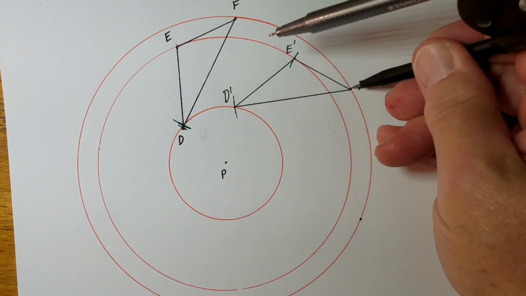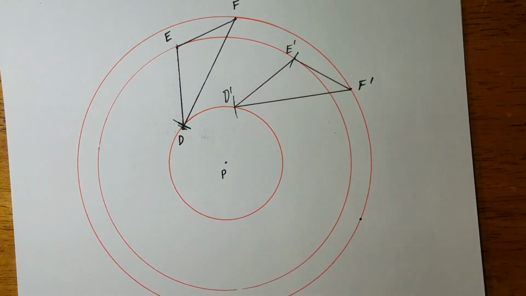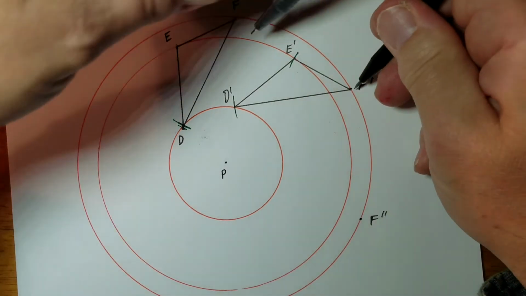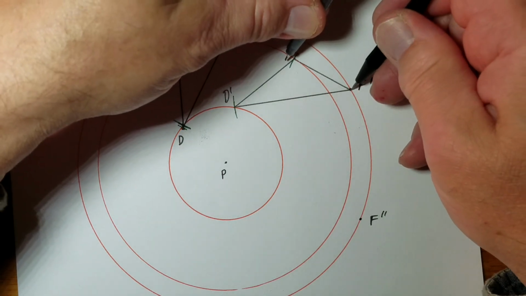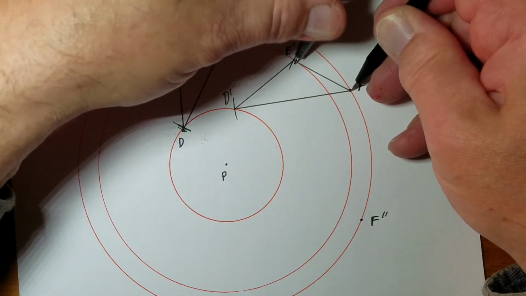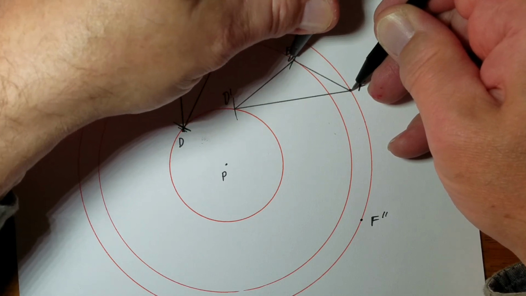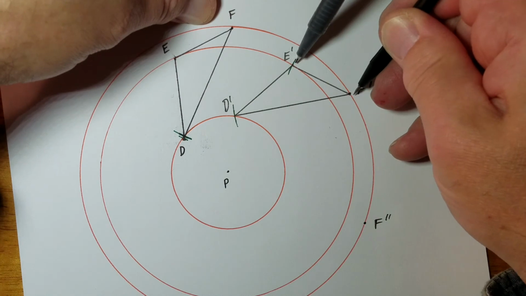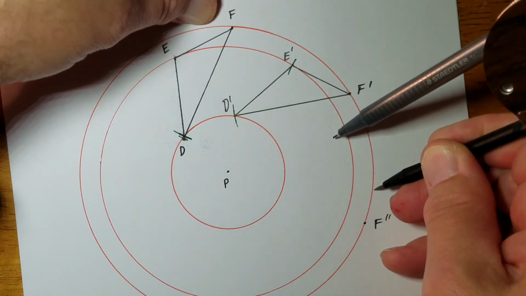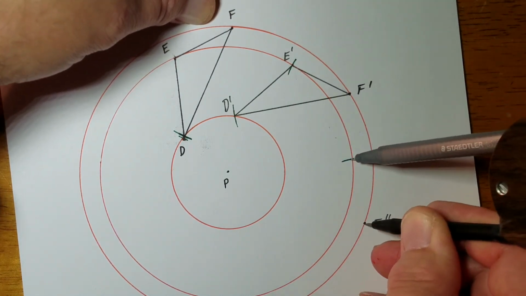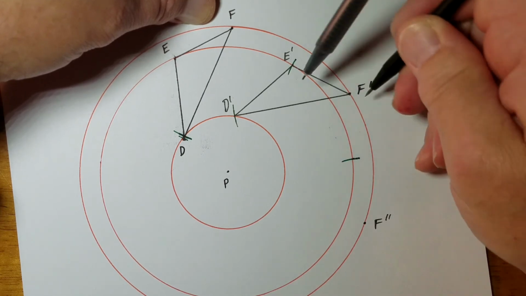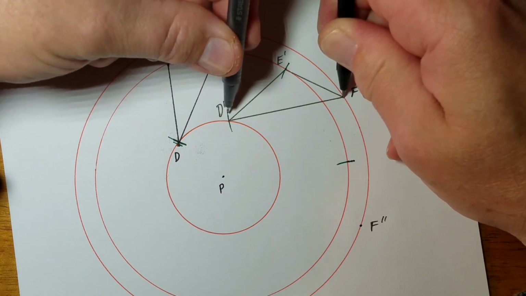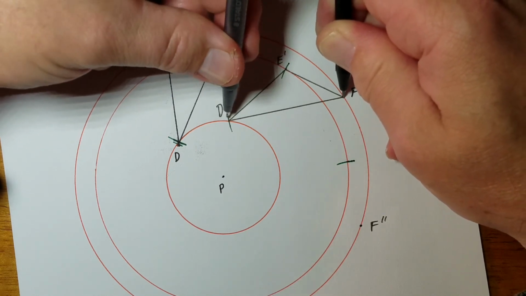So point F prime traveling to F double prime. That's going to be 2 tick marks. Well, this length, F prime to E prime, will have to be the same. So we're just going to rotate to find E double prime. Do the same thing for point D prime to D double prime.